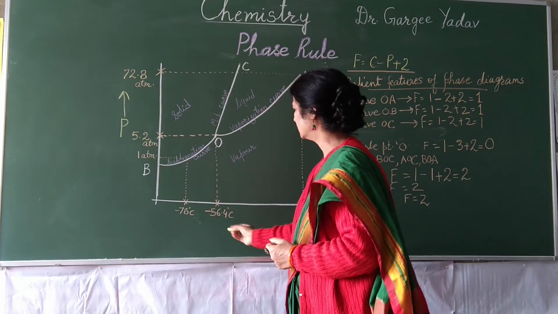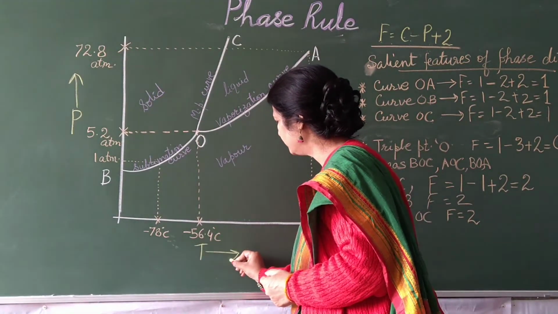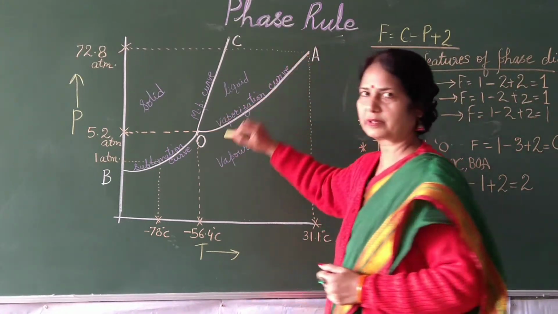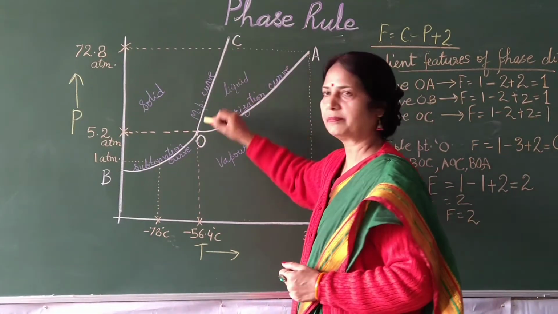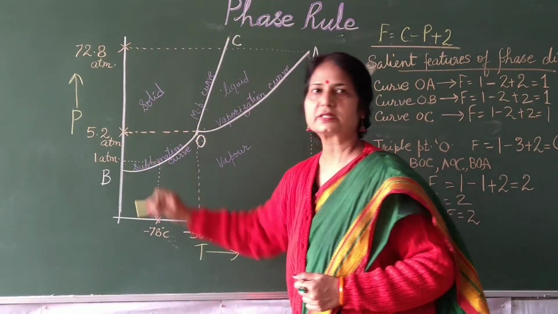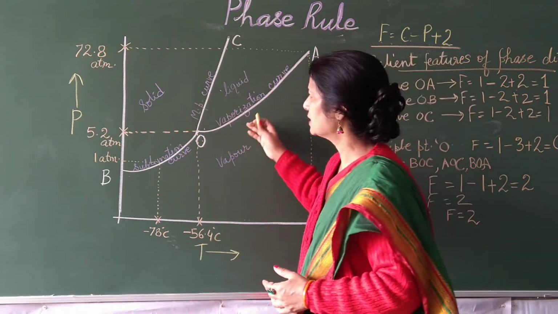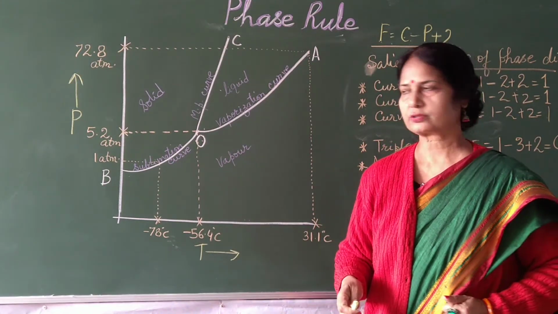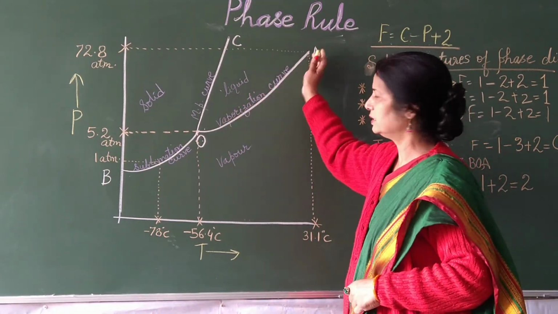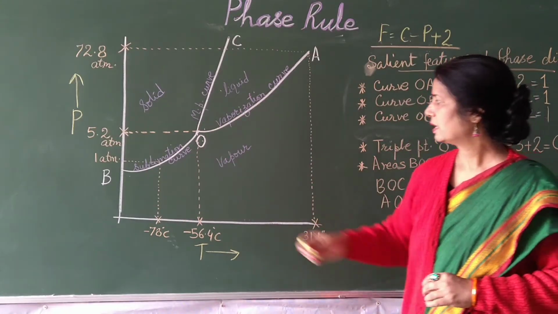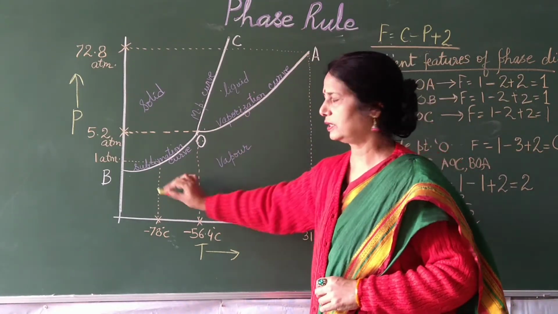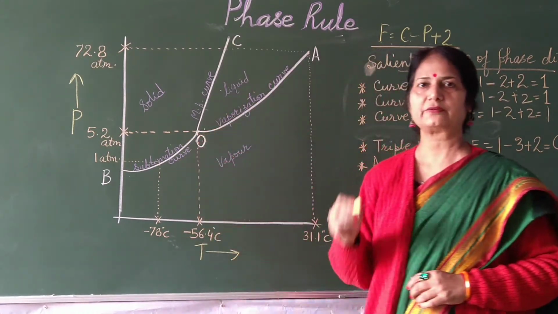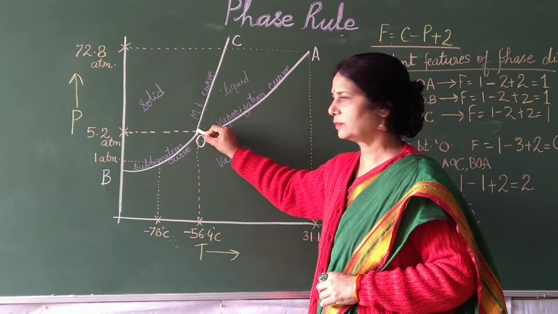Just like the water system, this is the pressure axis and this axis is the temperature axis, and the salient features of this phase diagram are the curve OA, which is the vaporization curve, OC, which is the melting point curve, and OB, this is the sublimation curve. There are three areas. This area BOC represents the solid carbon dioxide. This area COA represents the liquid carbon dioxide, and the area below AOB, this whole area, represents the vapor state.